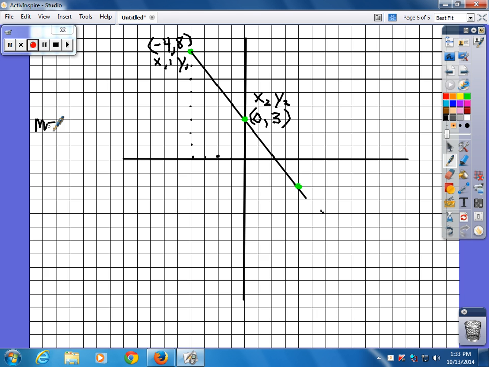So m is equal to parentheses minus parentheses over parentheses minus parentheses. 3 minus 8 over what? 0 minus what? And that's where students that don't use the parentheses get messed up. 3 minus 8 is what? -5. 0 plus 4 is 4. The answer is -5/4.